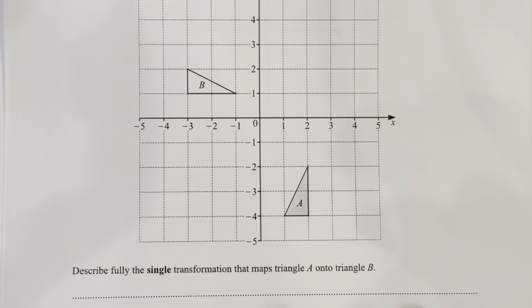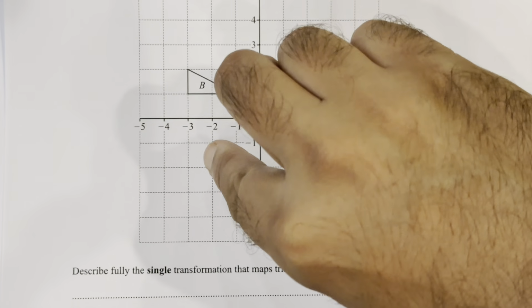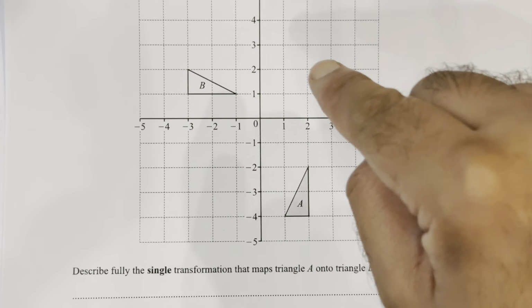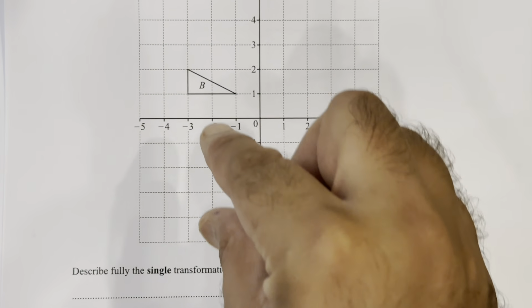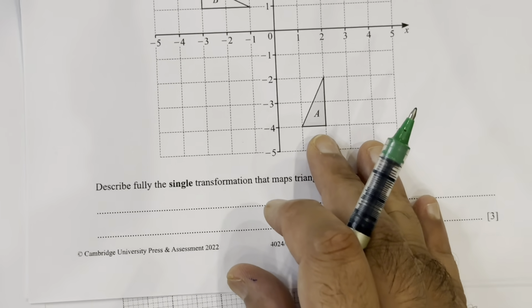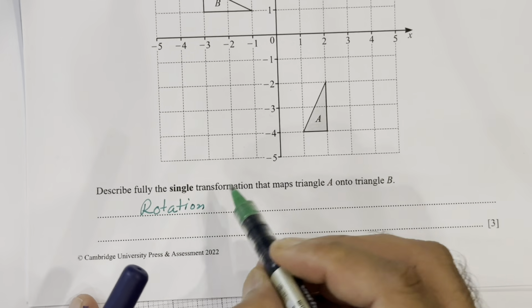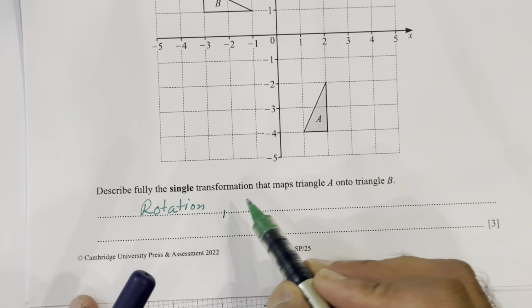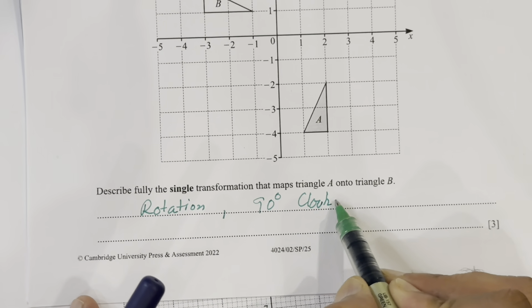First, you can see that triangle A is given. I have rotated it by 90 degrees, taking a turn of 90 degrees clockwise. It means that rotating the object by 90 degrees would give us the shape of B, or you can take 270 degrees anti-clockwise, but we're going to write it like that. Rotation explains 1 mark, and 90 degrees clockwise gives another 1 mark.